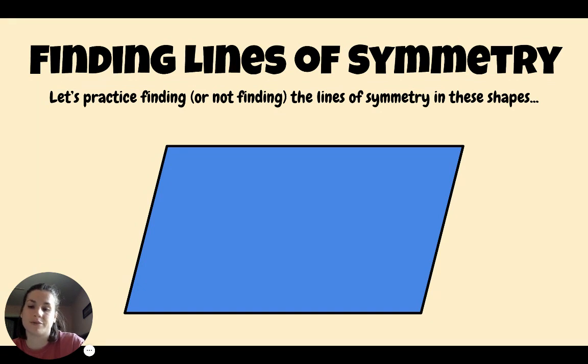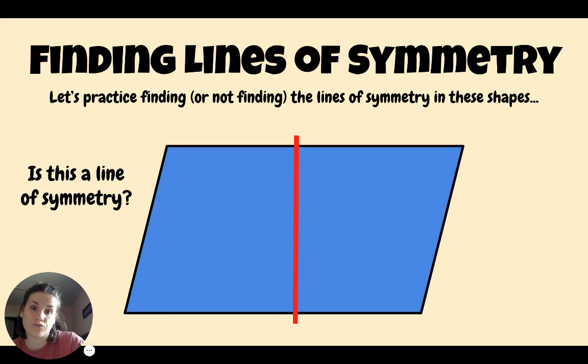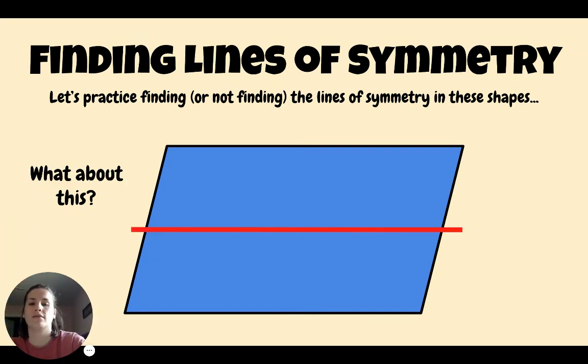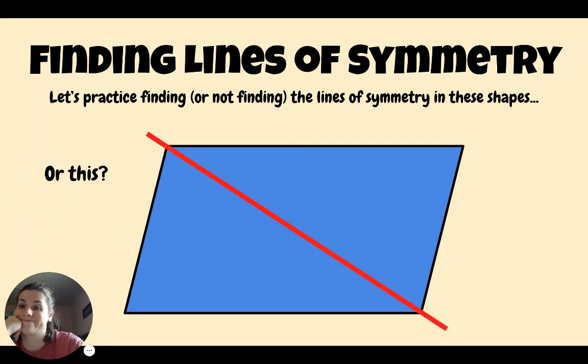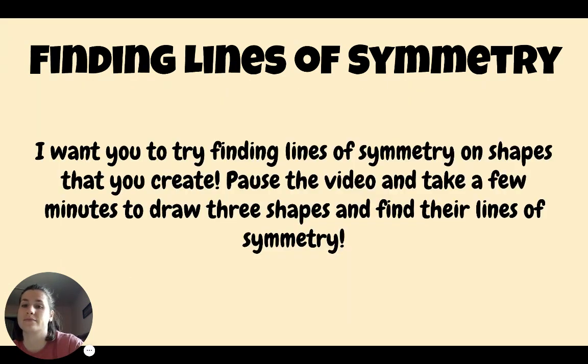Is there any lines of symmetry on this shape? Is that symmetrical? Yes or no? Why isn't it? Because if you fold it like that, it would not be symmetrical. It would not match up perfectly. And what about this one? What about this? Is that a line of symmetry? No, because if you folded it, it would not fold nicely.